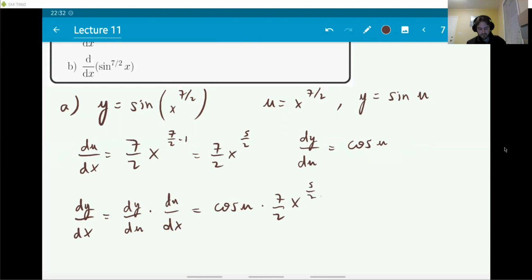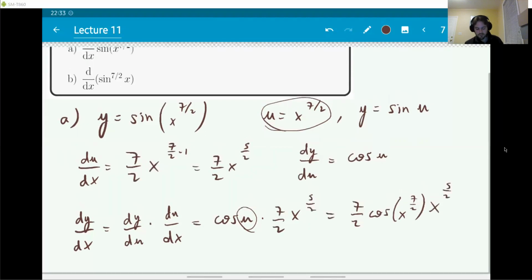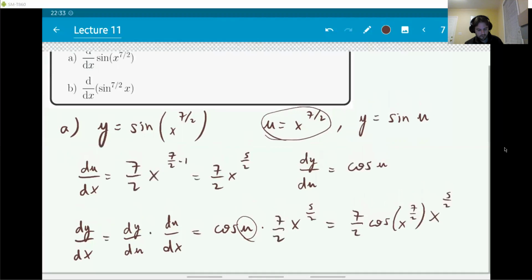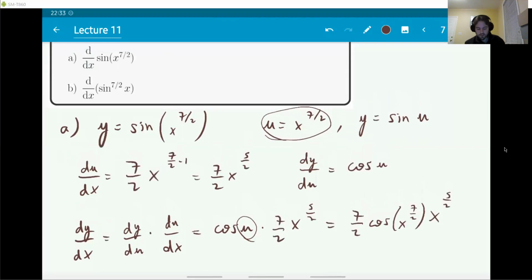But don't leave your answer like this. Replace the u with what it means. Instead of u, I'm going to write x to the 7/2. So this is your answer here. I moved the 7/2 to the front, the number.